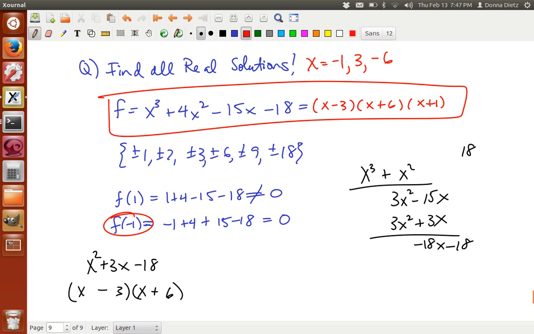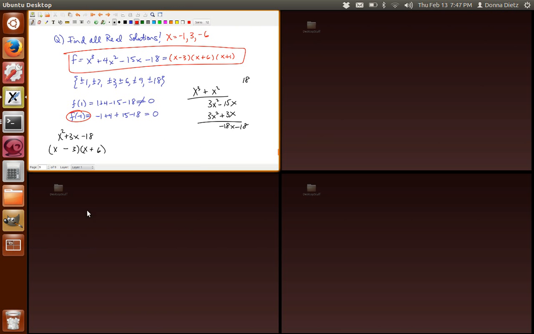Now I have to figure out how to shut this off.